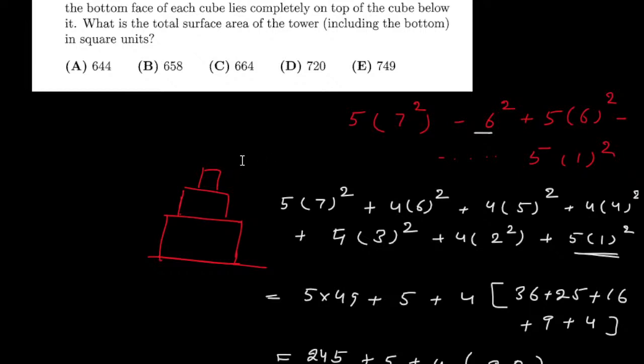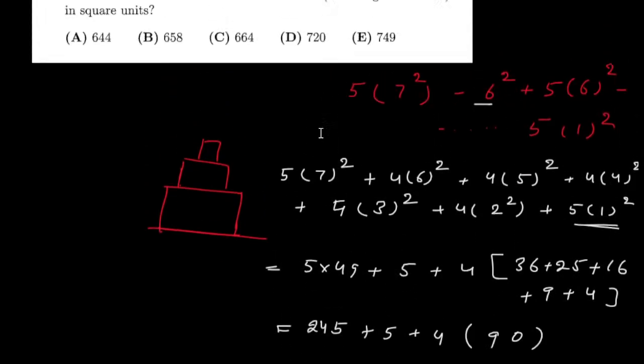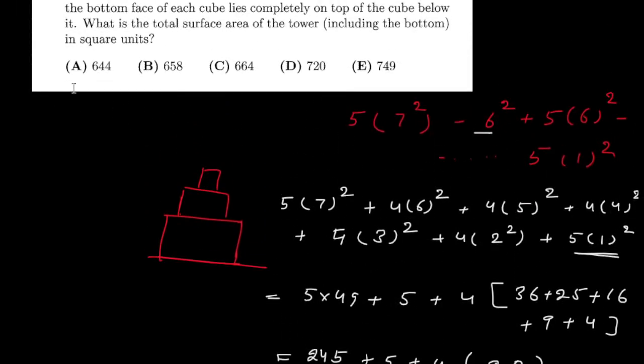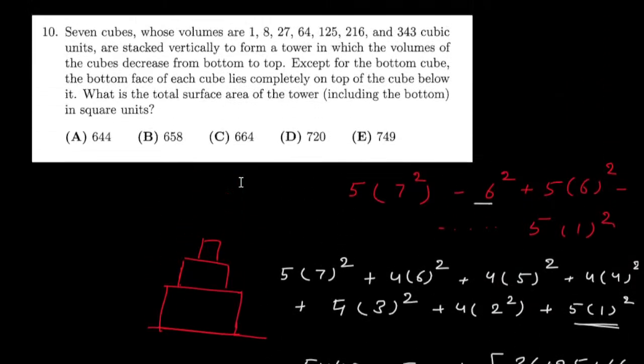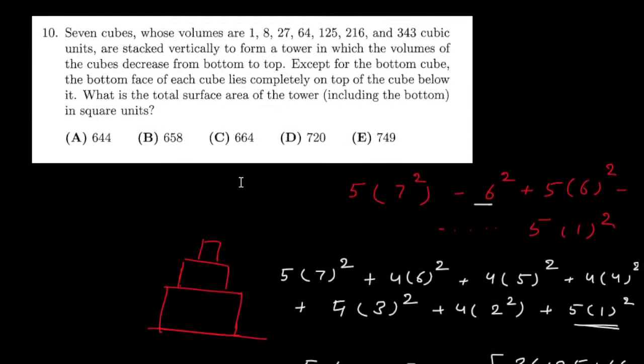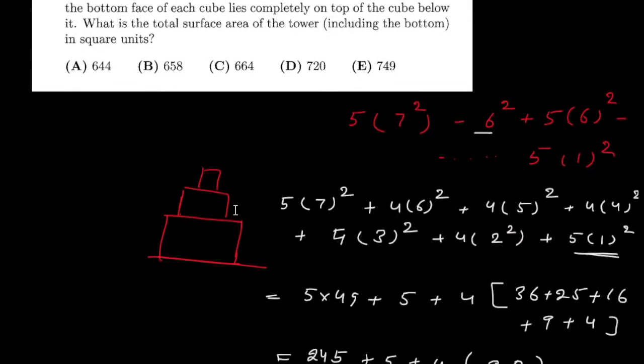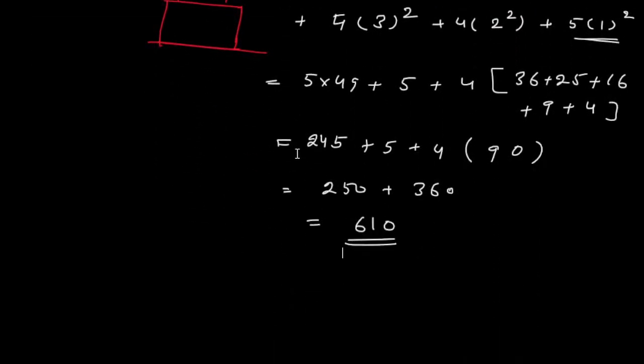610, the least area which is slightly more than 610 is 644. Now at the bottom I have 7 square. If I add 1 7 square, because I have to find the bottom area which I have not added. If I add that, that means I am adding 49 to this. Now if I add 49 to this, it is 659.